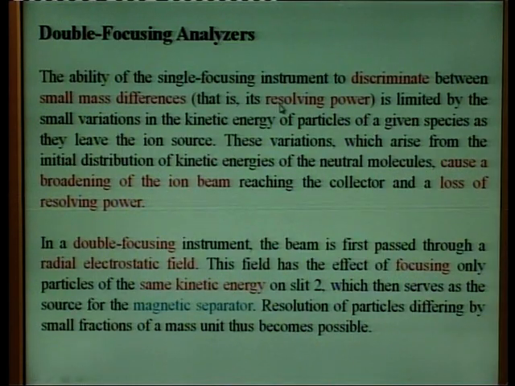This increases the resolving power. If the single focusing analyzer is used, it broadens the ion beam, so there is a loss of resolving power. But in double focusing, electrostatic focusing is also done by the magnetic separator, and it increases the resolving power.